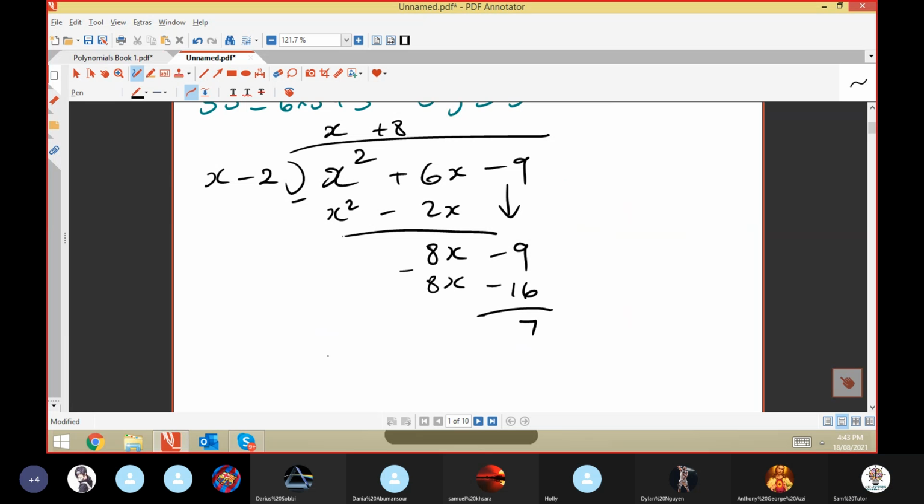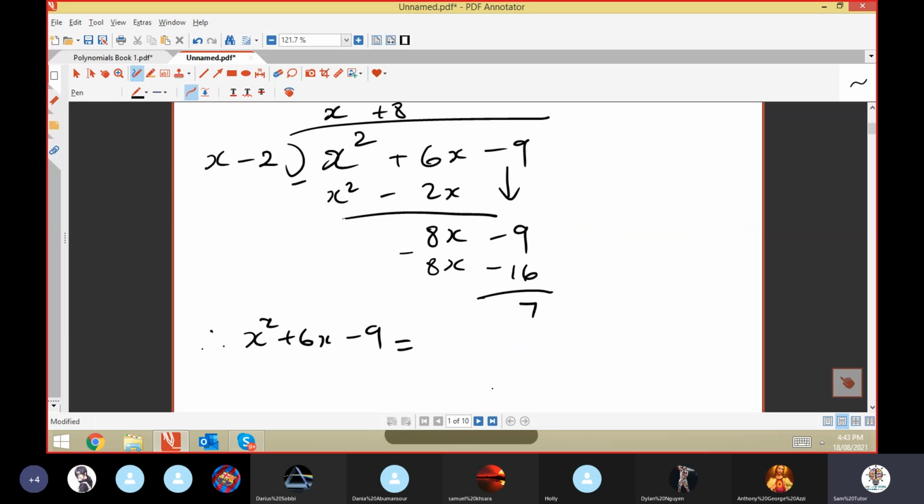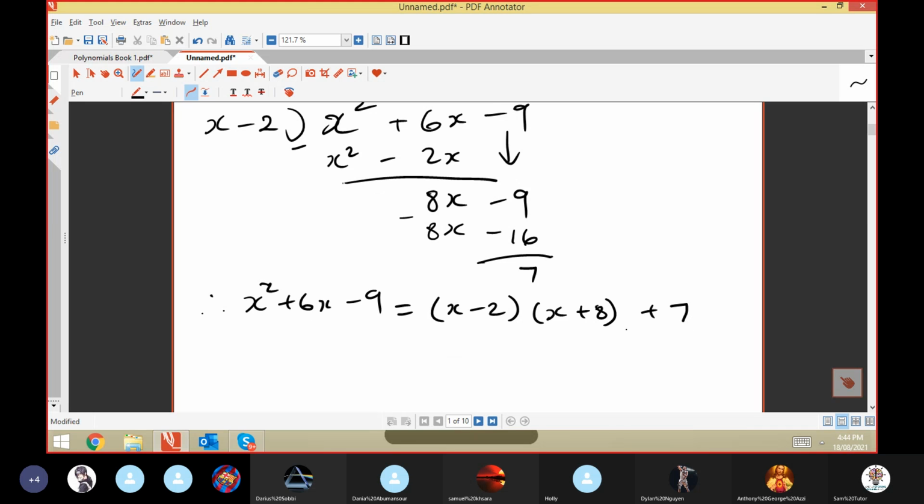7. And therefore, what does that mean about x squared plus 6x minus 9? What is it equal to? What must it equal to? It must equal x minus 2 times x plus 8 plus any remaining. Now, anybody have a way of how I can check if that's actually even true? I'm saying it is. How can I check if that's true?